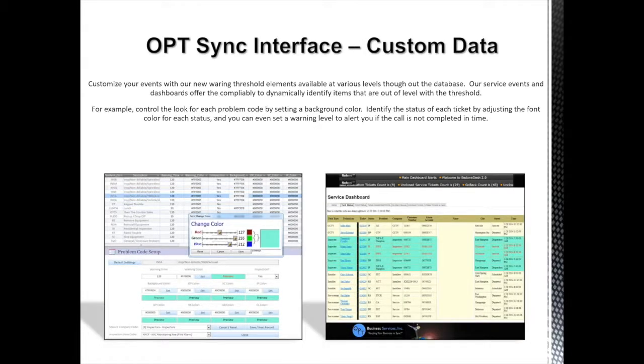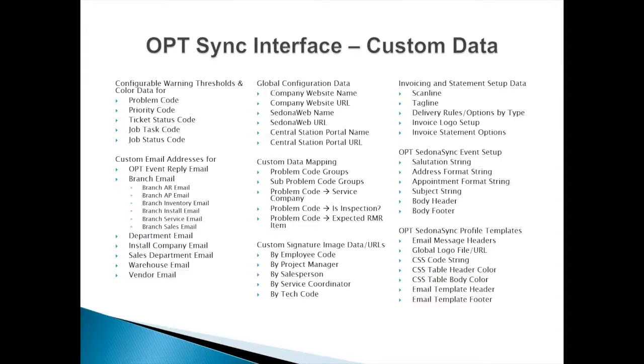Some of the custom data that we can store is a lot of information based on problem codes and priority codes and things like that. We can set up different color codes that we can use in dashboards or sync notifications. And again, that information just changes out based on the problem code that's used and whatnot.